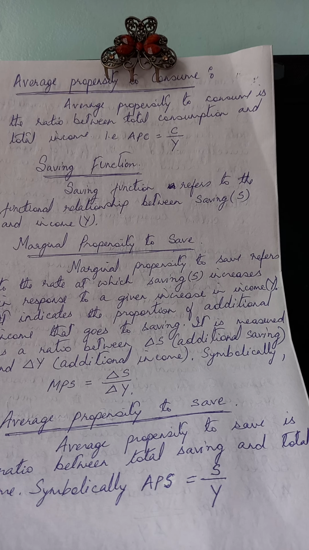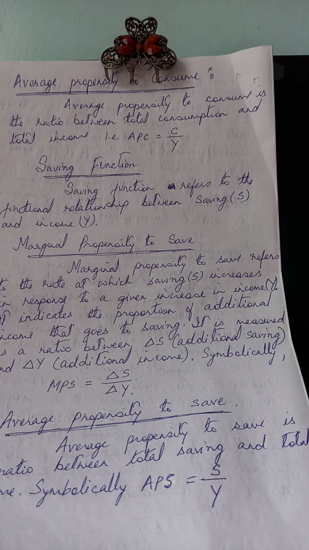And if we talk about the savings of a person, or the unspent income of a person, it very much depends on the level of income. That means if his income is quite high, his level of savings will also be high. If his level of income is quite small, his savings level will also be quite small. So the functional relationship between savings and income is referred to as a saving function.